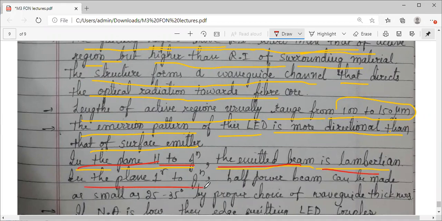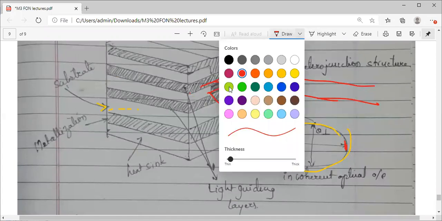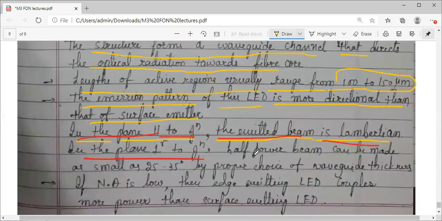And if the plane is perpendicular to the junction, यहाँ पे है, this is your junction, right? If you take it perpendicular above, it is something like this. यहाँ पर एक plane है perpendicular, okay? ये junction है आपका. Here the half power beam width can be made as small as 25 to 35 degrees. Earlier in Lambertian, कितना था? It was 120 degrees half power beam width. Here it is 25 to 35 degrees by proper choice of waveguide thickness.